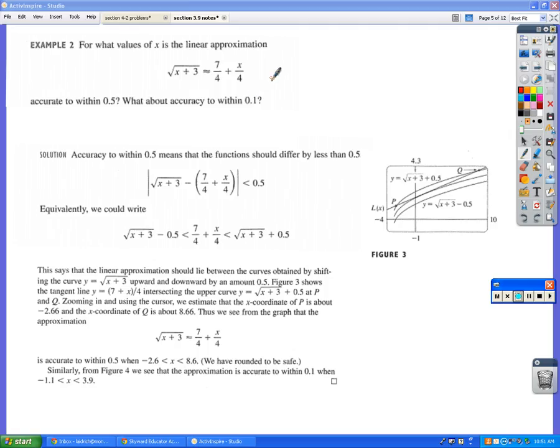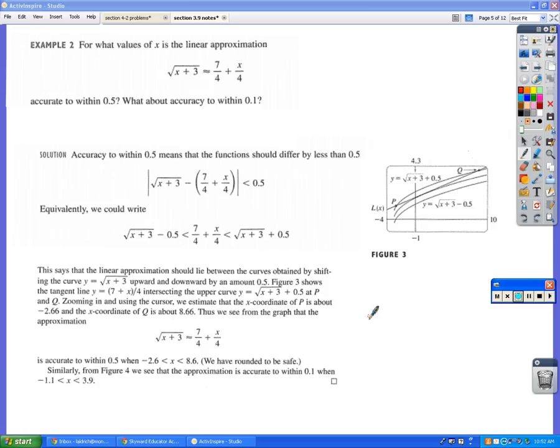If you want an accuracy to within 0.5 or a half, that means that the two functions should differ by less than 0.5. So if you subtract the linear approximation from the original one, you should come up with an answer of less than 0.5. The reason why they put it in absolute value is because it can be 0.5 more or 0.5 less.